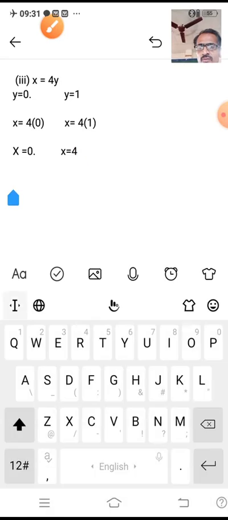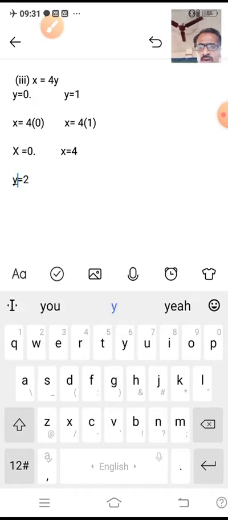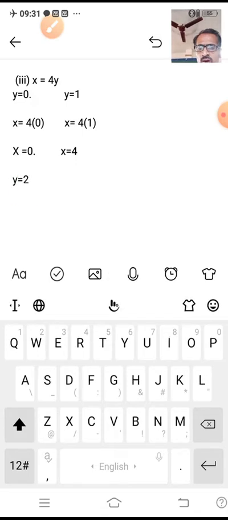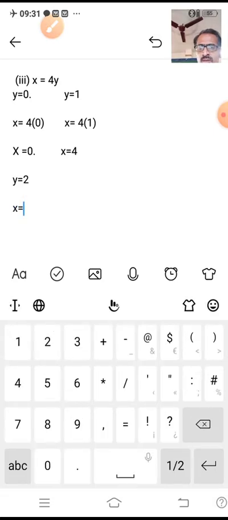Now what we'll do? We'll take the value of y as 2. You see, even a negative value you can take, but we are comfortable with positive values, that's why I am taking only positive values. Okay. So now we'll have x equals 4.